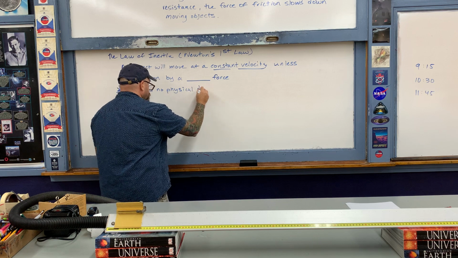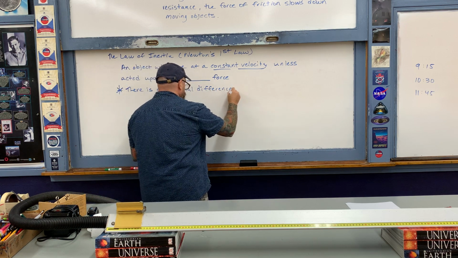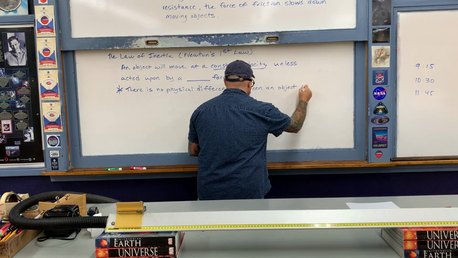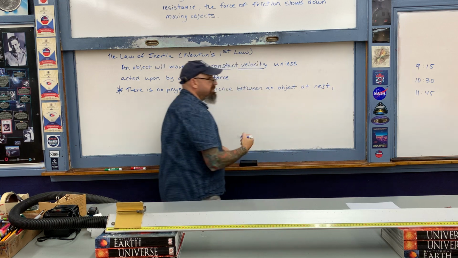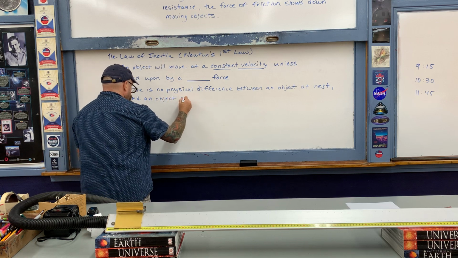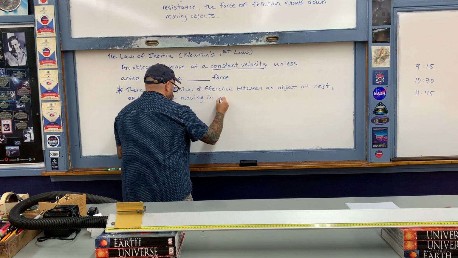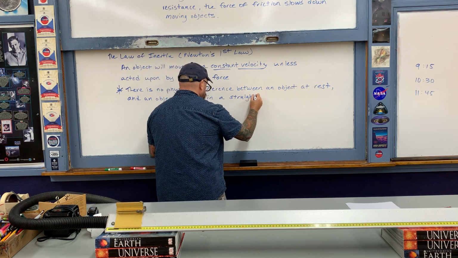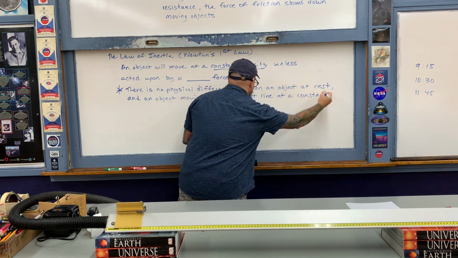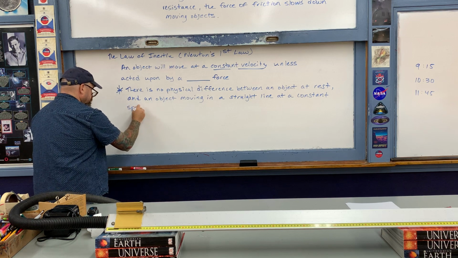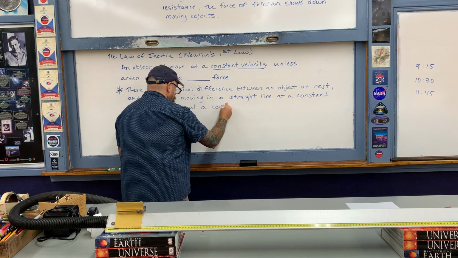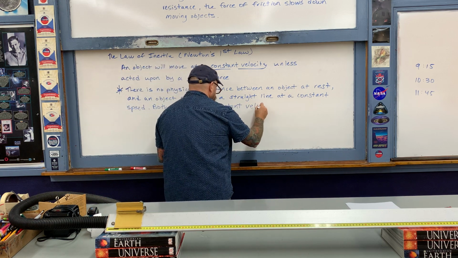There is no physical difference between an object at rest and an object moving in a straight line at a constant speed. Both are at a constant velocity. An object at rest is just merely at a constant velocity of 0.